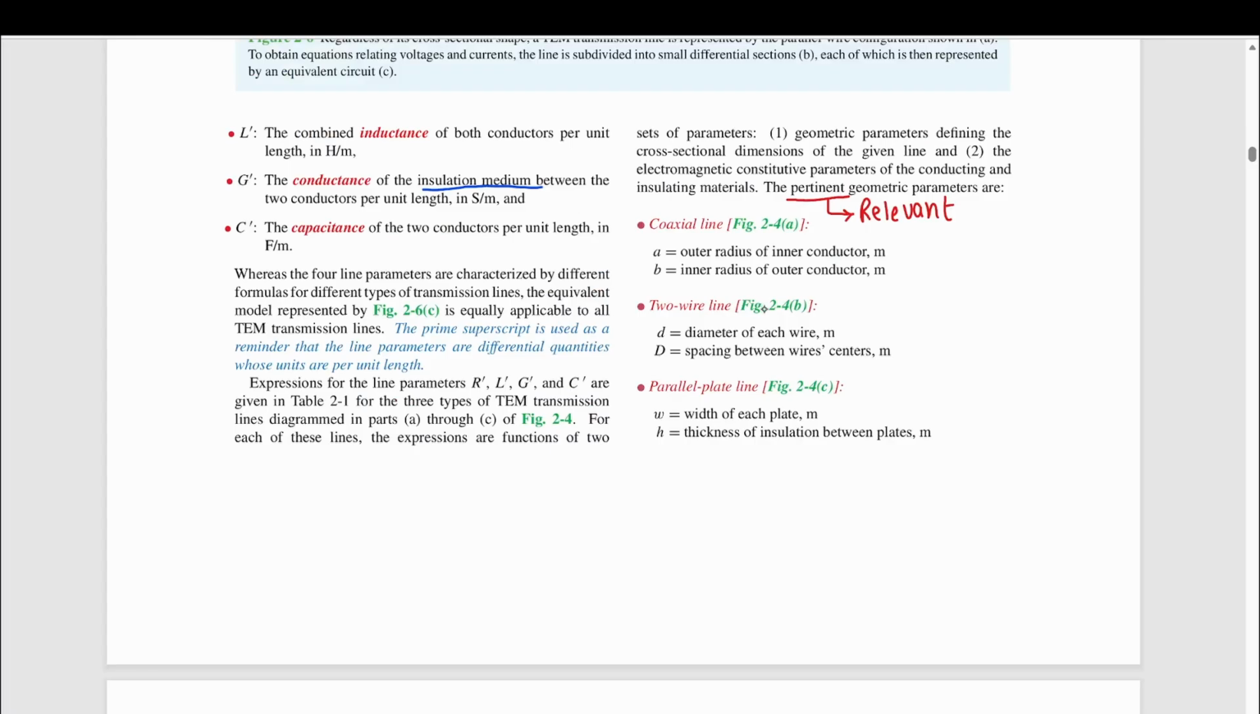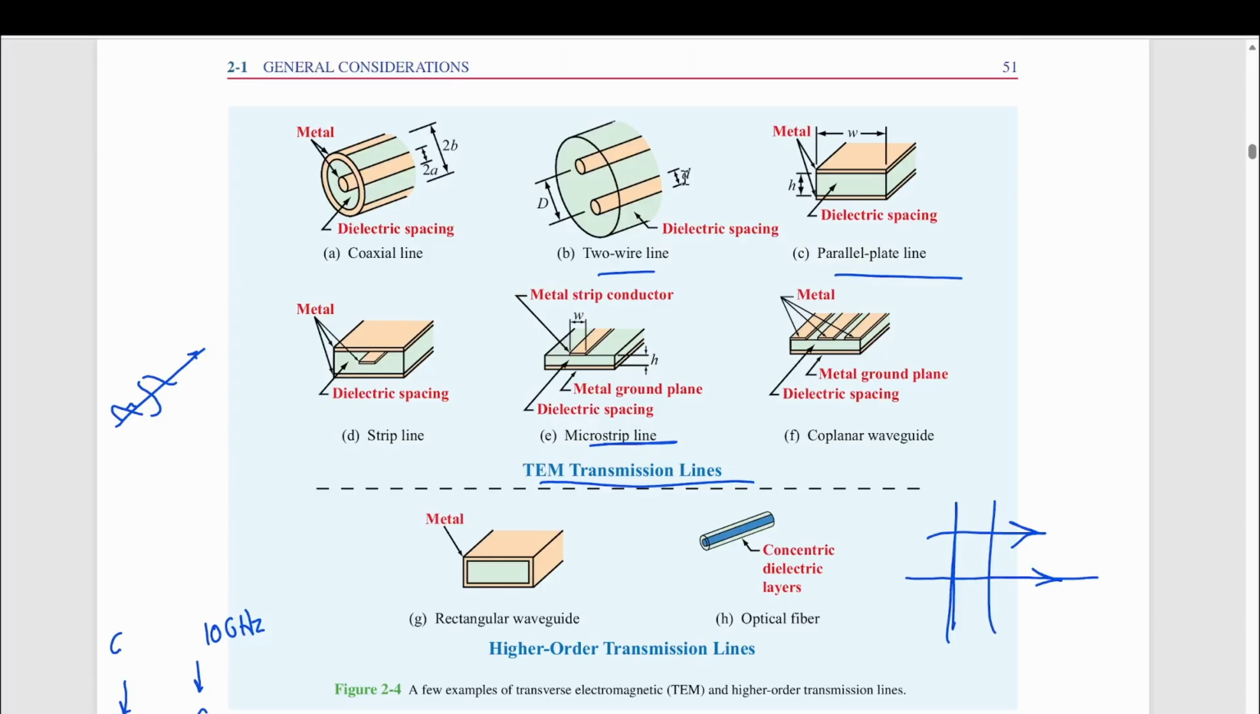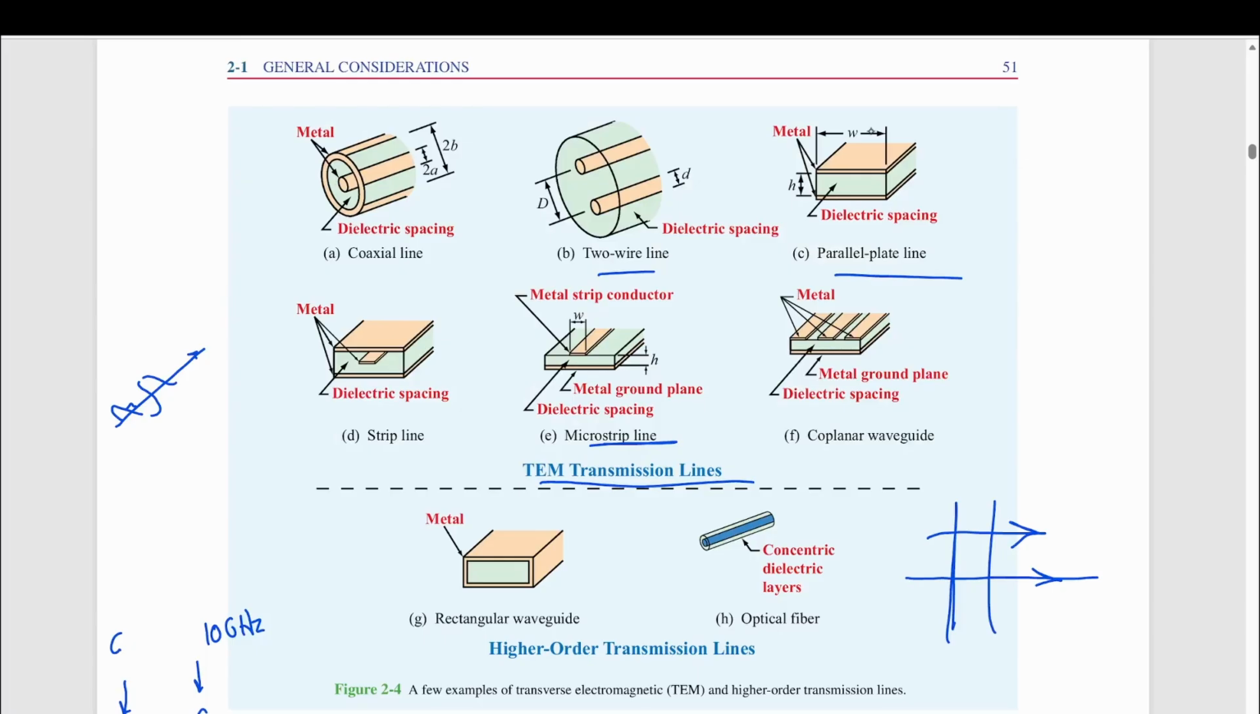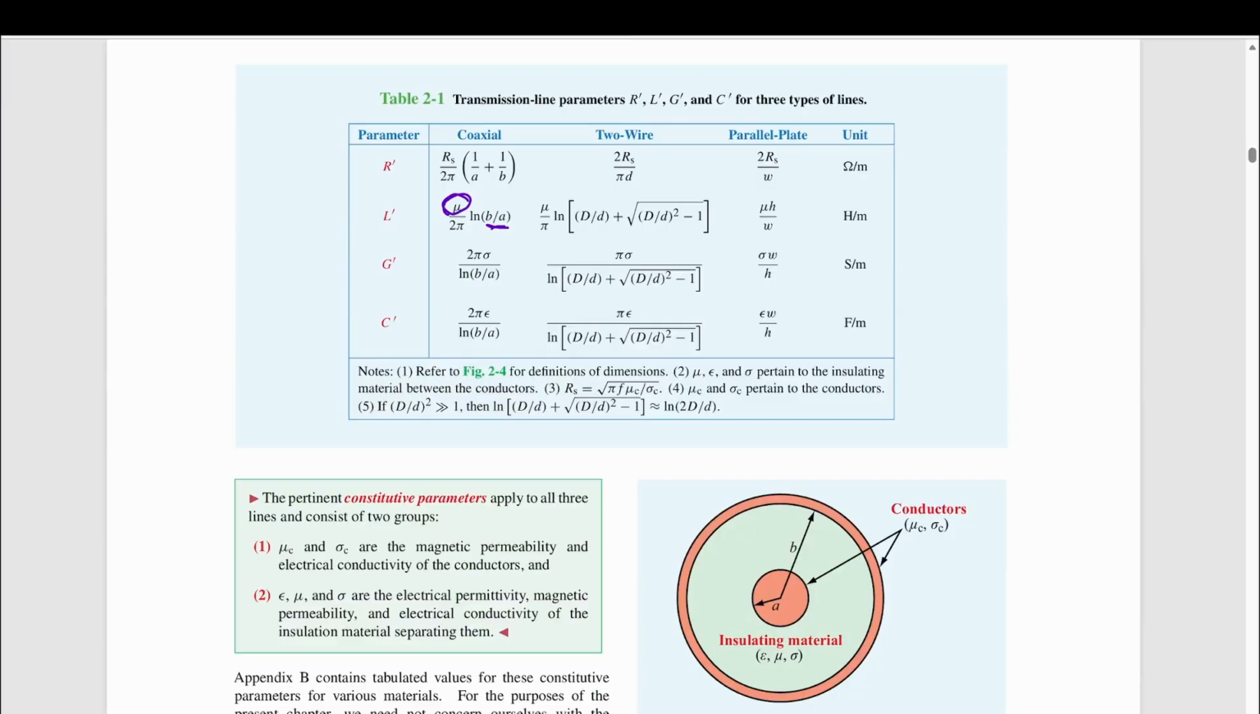And for the two-wire line, it is a function of d small and D capital, which are the diameter of each wire and the spacing between wire centers. So it's a function of the diameter, and D capital is the spacing between their centers. And for the third line, the geometric parameters are its width and the thickness of the insulation. So it's this width and the thickness of the insulation material between the two plates. You can take a look at this table.